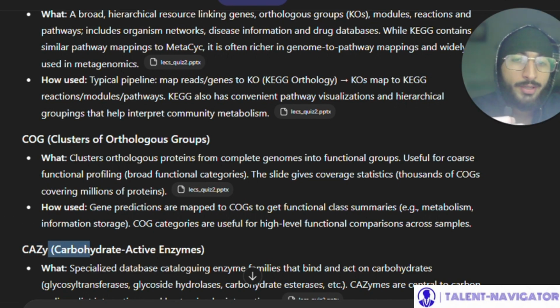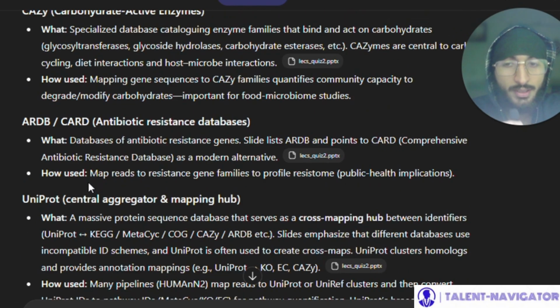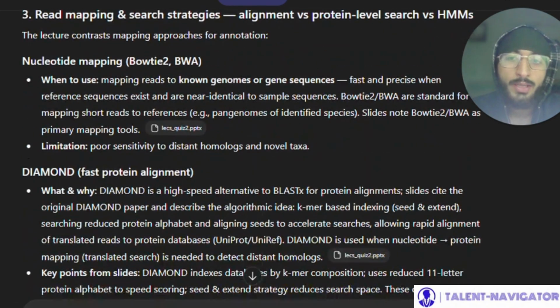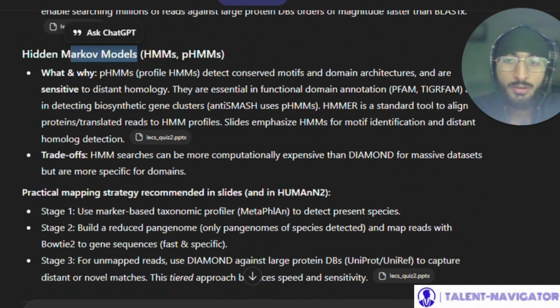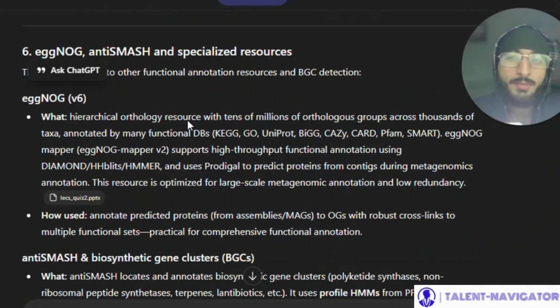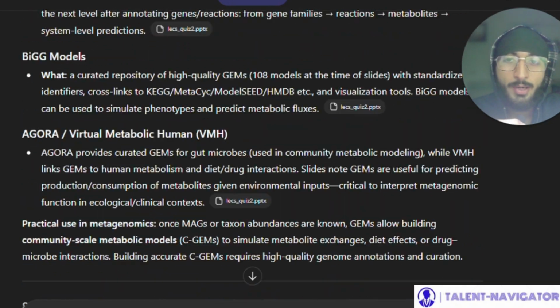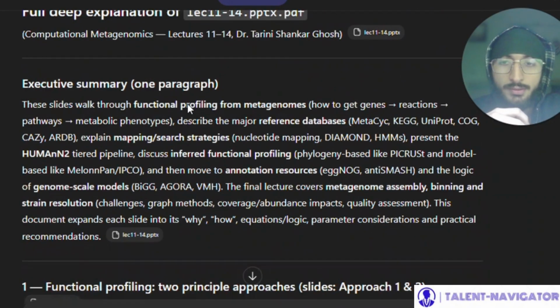Then we have CAZy, that is carbohydrate-active enzymes. Then ARDB, antibiotic resistance database, UniProt, right? And then we can move on, DIAMOND, etc. Then we have hidden Markov models, then HUMAnN2, and mostly all this part is something that you won't have to go into the depth of, right? So we can skip this part and we'll move on to the next part, that is this.